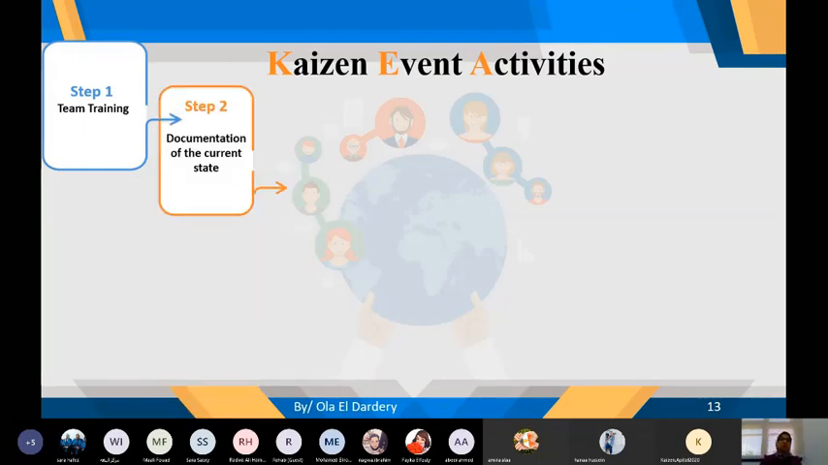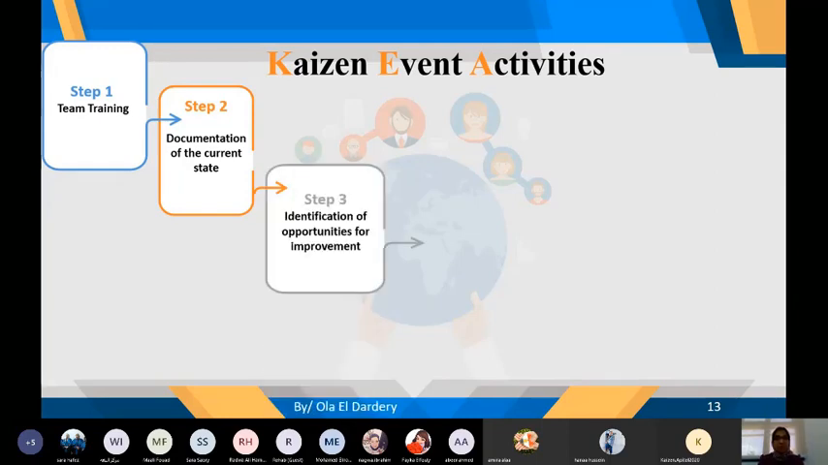After that, we have to document the current status. As we're going to see in the activities later on, we have to start with documenting what the current status is. And after implementing Kaizen, we have to document what happens after that. So we have to document the status before Kaizen and after Kaizen.